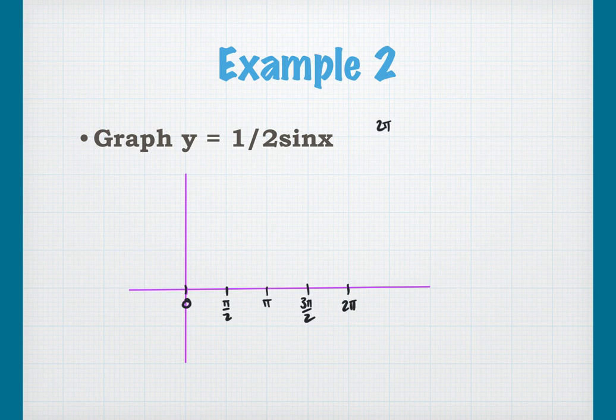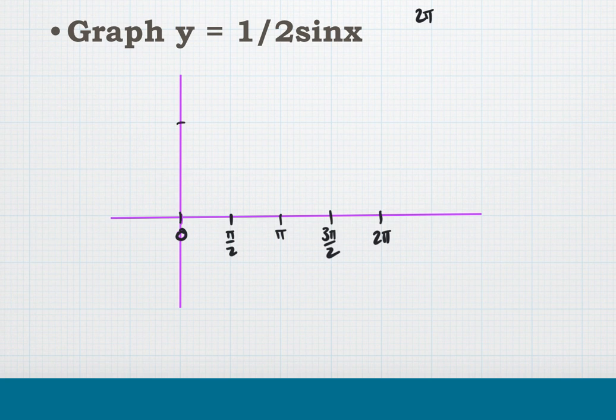The only thing that changed is my amplitude. So if this was 2, if we had marked 2 and negative 2, we got to cut it down so that it's a half and negative a half. And then I still start at 0. I go up to the amplitude, come back down to 0, negative amplitude, back up to 0.